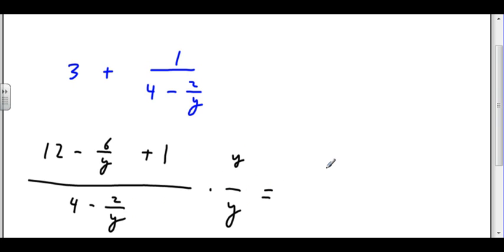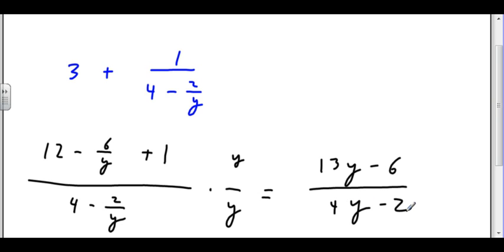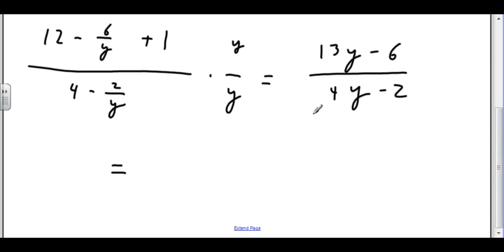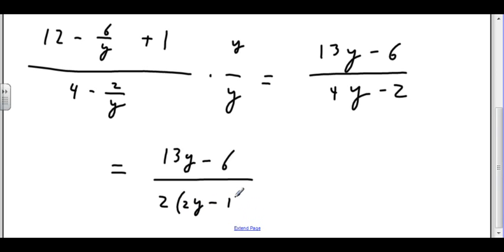So I've got 13y minus 6 divided by 4y minus 2. And at that point, I think I'm done, right? There's nothing else to do. Nothing else factors. Well, I guess I could factor the 2 out: 13y minus 6 divided by 2 times 2y minus 1. So I could factor out that 2 if I wanted to.